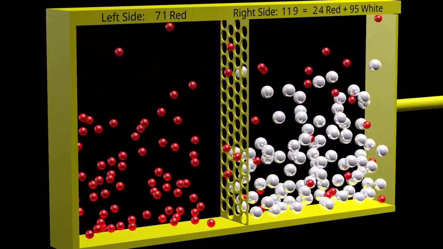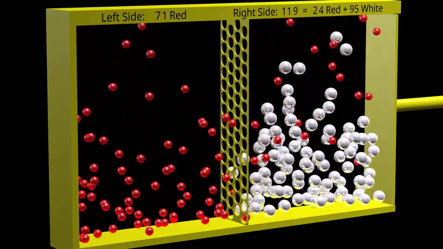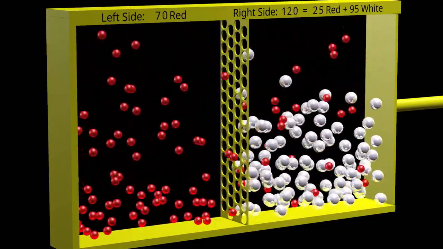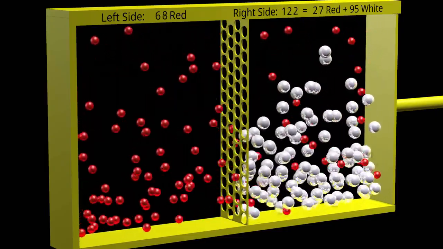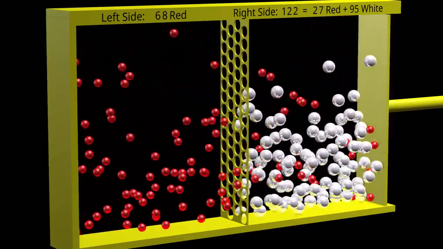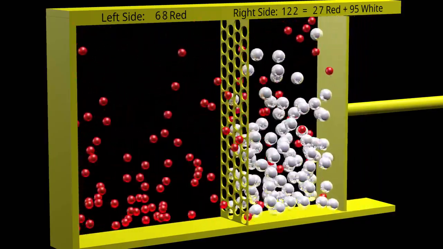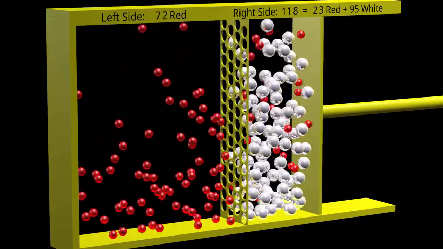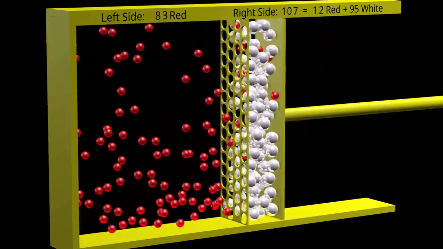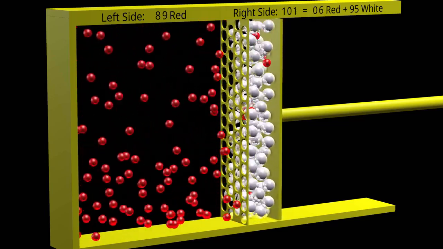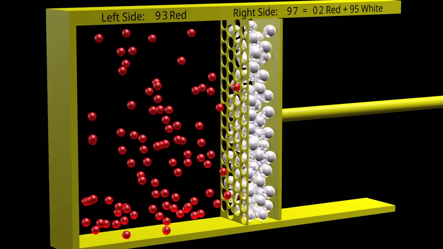The process of osmosis causes more water molecules to move towards the side with the salt ions. The process of reverse osmosis allows us to reverse this and to generate pure water from salt water. Suppose the red balls represent water and the white balls represent salt ions. Reverse osmosis can allow us to generate pure water from contaminated water.